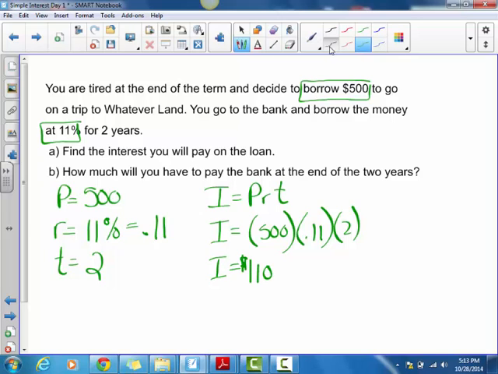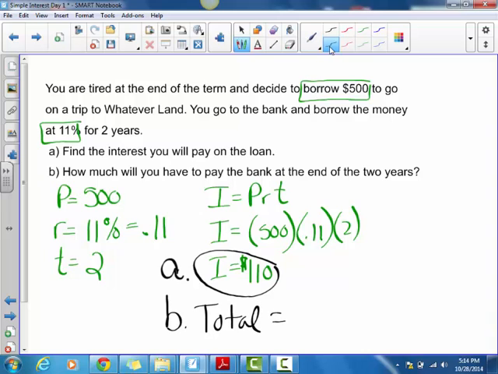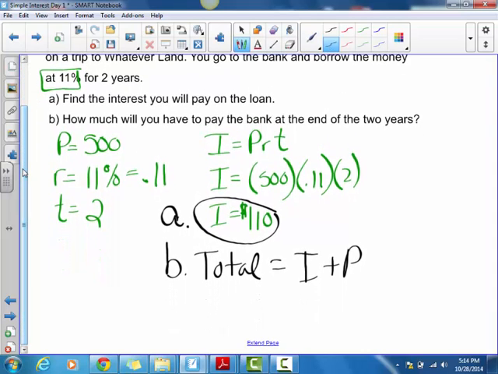Question B says, how much will you have to pay the bank at the end of 2 years? How much will you have to pay? So that's the total. Now the total that you have to pay back is the interest plus the principal. The total equals I plus P. So the total is 110 plus 500. So the total that you would pay the bank back is $610.